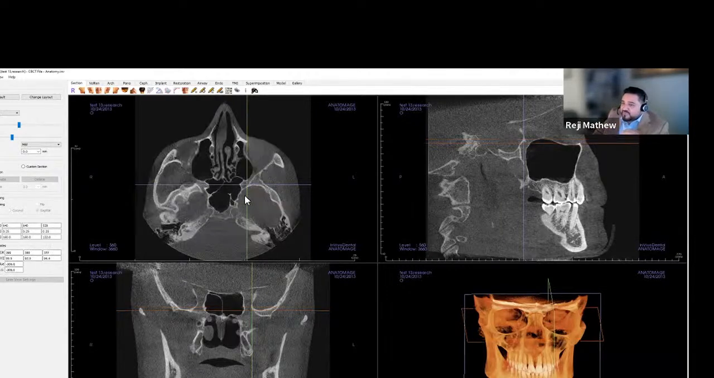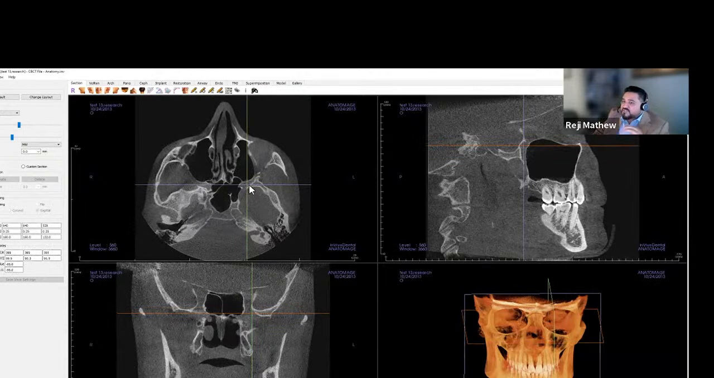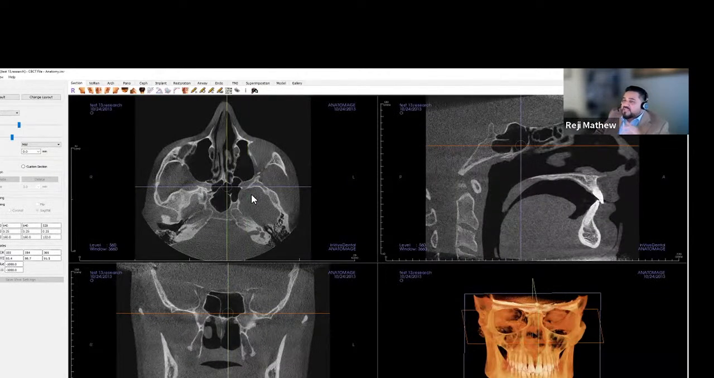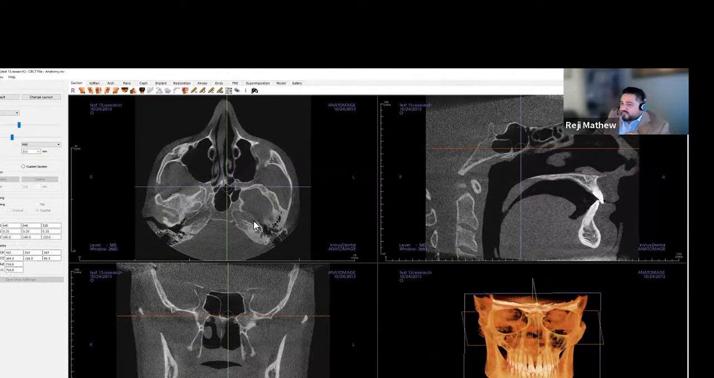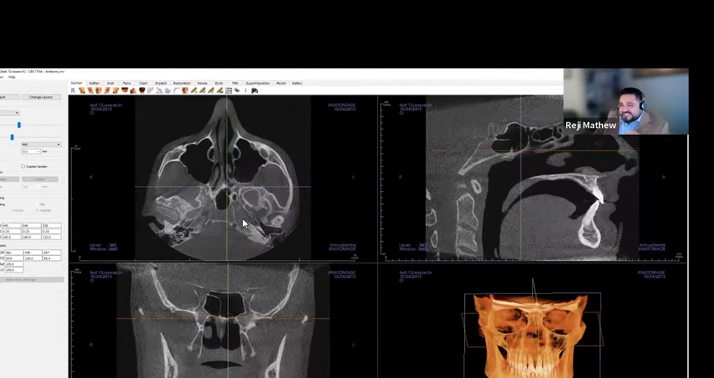So when you scroll through this anatomy, you want to keep an eye on those areas. You want to see if they are widened or enlarged. As you scroll through this right now, I'm sorry, I'm looking at the time. This is the carotid canal, which you can see clearly.